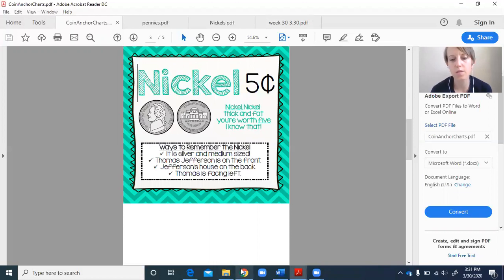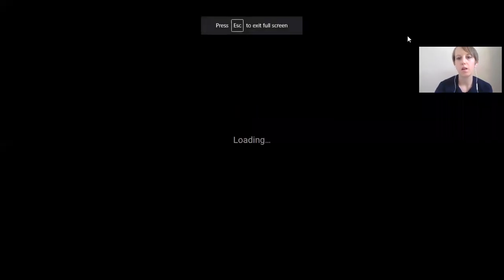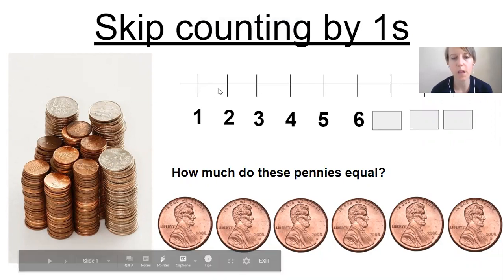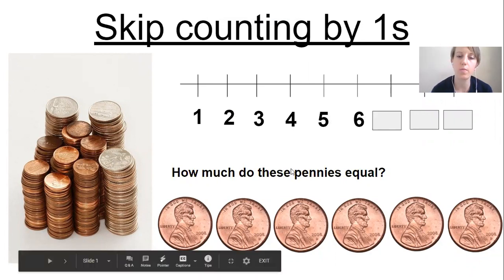Okay, so let's use that information that we learned to practice skip counting. All right, so here is our number line if we're skip counting by ones. If you see this number line, we have 1, 2, 3, 4, 5, and 6. Since we're counting by ones, our missing numbers would be 7, 8, and 9. All right, using that information, let's figure out how much these pennies below equal. So if a penny is worth 1 cent, this would be 1, 2, 3, 4, 5, and 6.